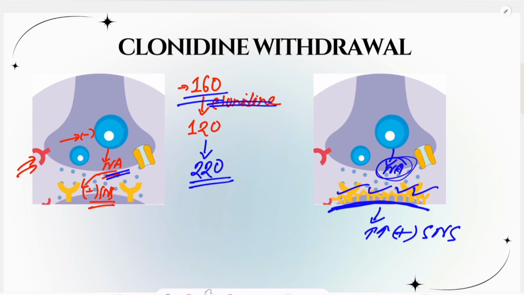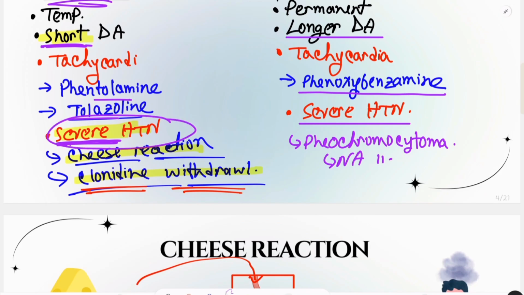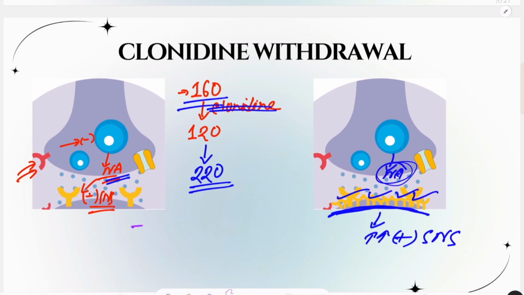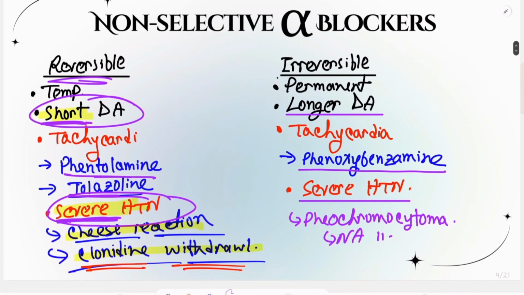So for the treatment of severe hypertension for a short duration, we want to use phentolamine and tolazoline. So the treatment in a patient with clonidine withdrawal is phentolamine and tolazoline. So we can use this reversible non-selective alpha blocker in cheese reaction and clonidine withdrawal.